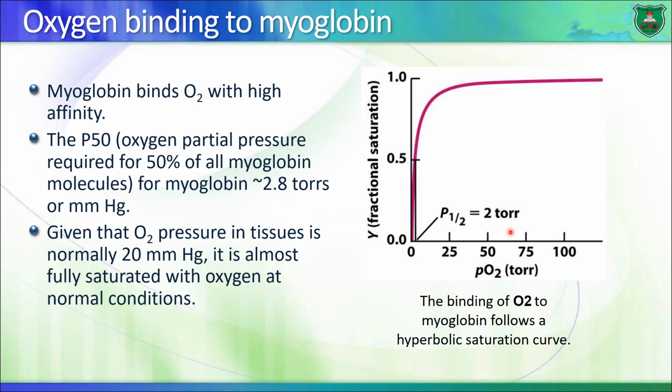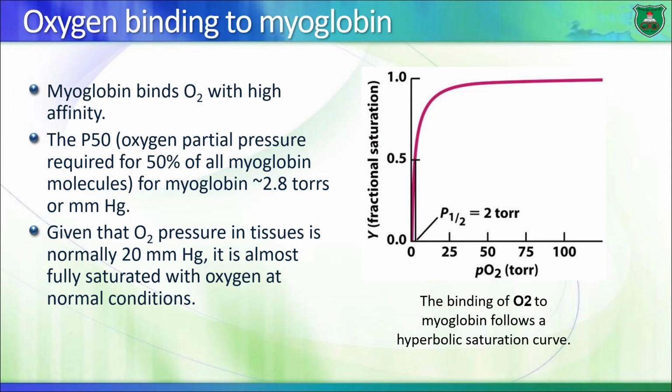And this is very low, meaning that the affinity is high. In other words, you need very little oxygen to saturate 50% of the myoglobin molecule. So you need very little, meaning that the affinity is high. I hope that this is clear.